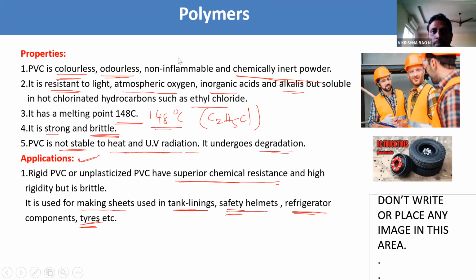These are the properties. PVC is a colorless, odorless, non-inflammable and chemically inert powder. It is resistant to light, atmospheric oxygen, inorganic acids and alkalis, but soluble in hot chlorinated hydrocarbons such as ethyl chloride. Ethyl chloride has the formula C2H5Cl. PVC has a melting point of 148 degrees centigrade. It is strong but brittle in nature, and it is not stable to heat and UV radiation. In the presence of heat and UV radiation, PVC undergoes degradation.